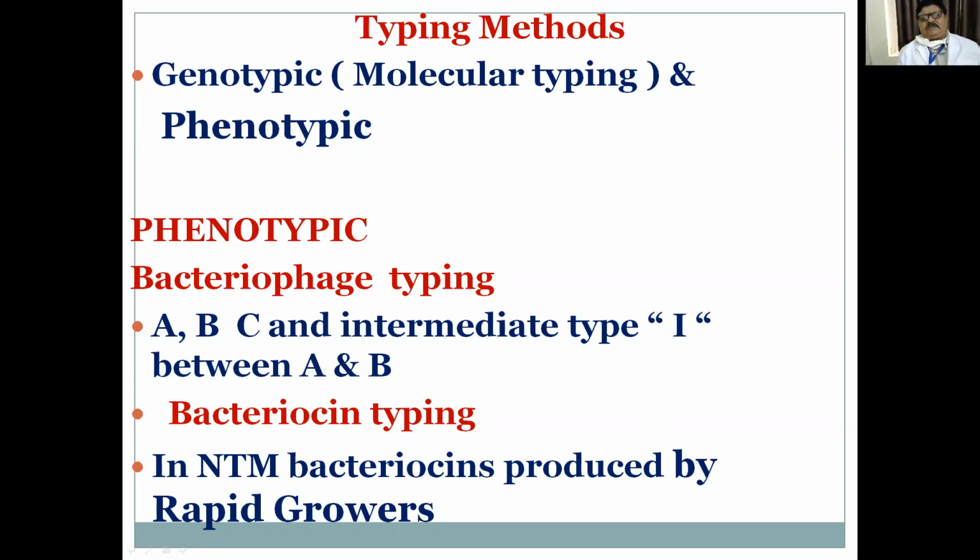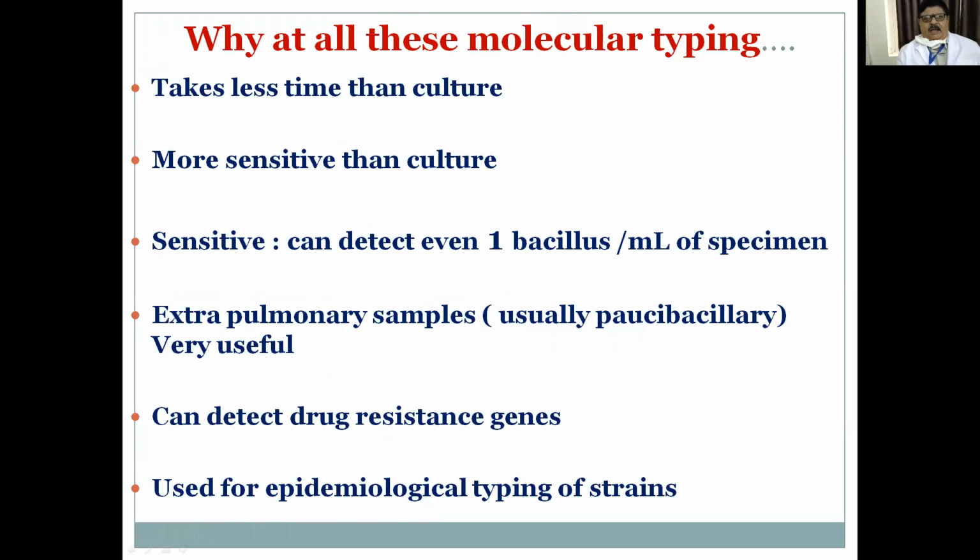Coming to bacteriocin typing. Non-tuberculous mycobacteria, they produce bacteriocins. The rapid growers, you can easily identify them by typing methods. Okay.